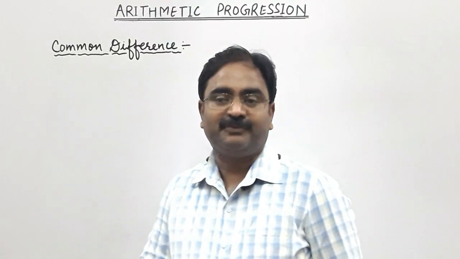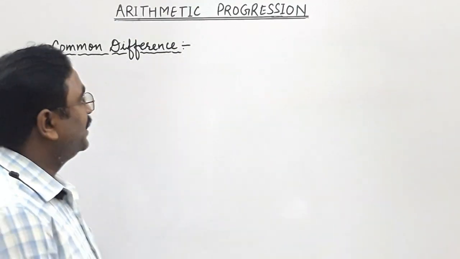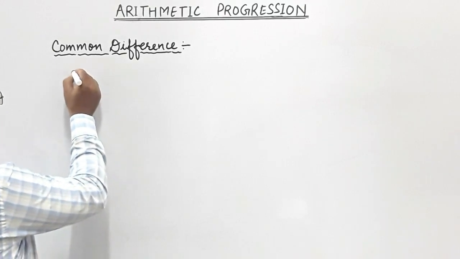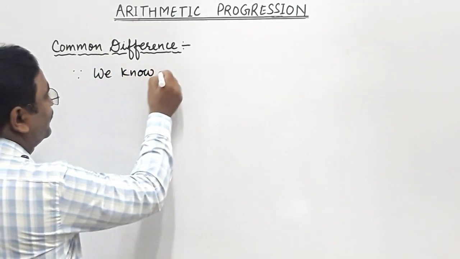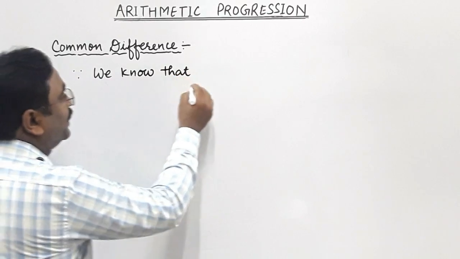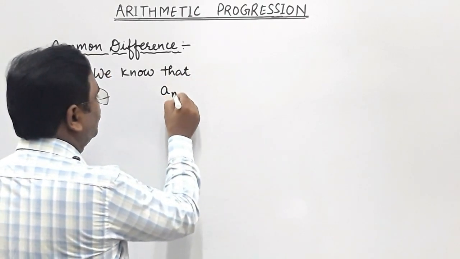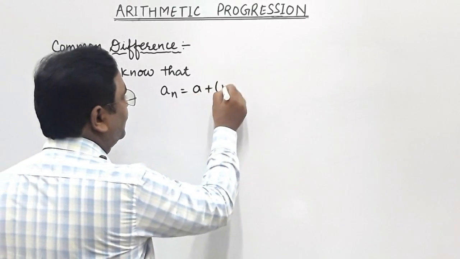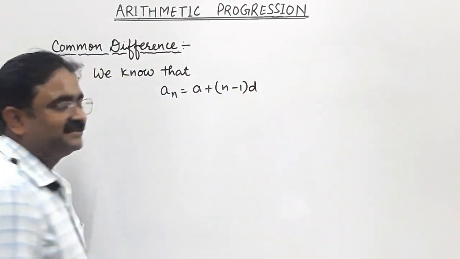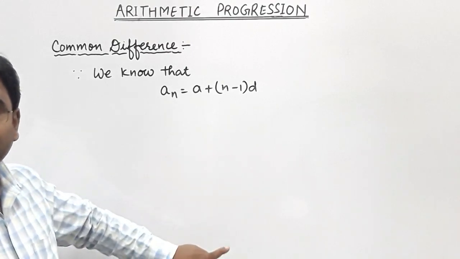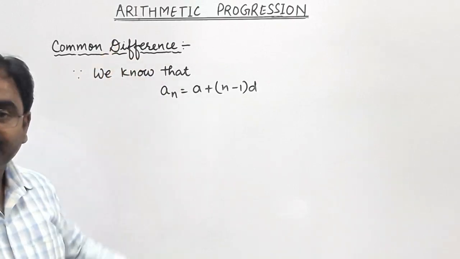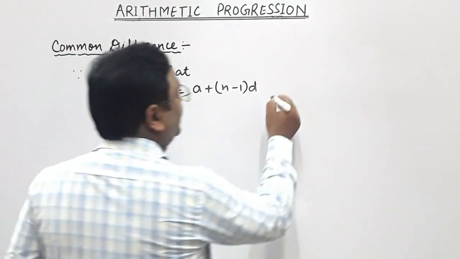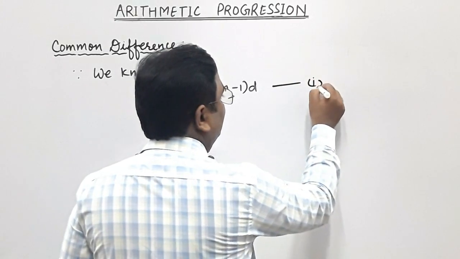We have just read the nth term formula. It was the formula that an is equal to, since we know that an is equal to a plus n minus 1 into d. This formula we have derived right now. We are going to take the help of this formula to find the common difference again. So see, this is equation number 1.